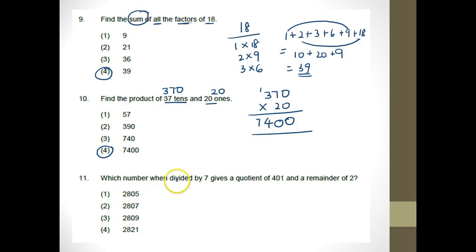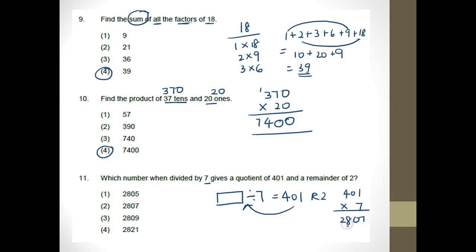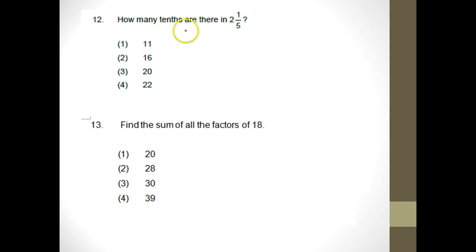Question 11. Which number when divided by 7 gives a quotient of 401, remainder 2? So I know I need to work backwards. So I take 401 multiplied by 7, 2,807. Remainder 2, so I must add 2. So my answer is 2,809. Option number 3.